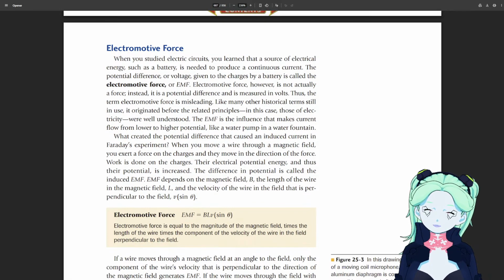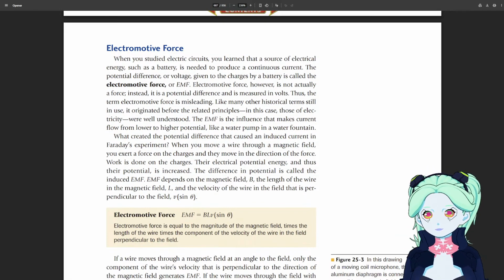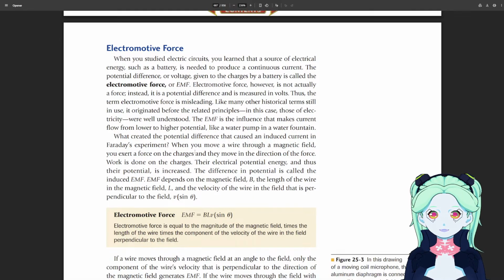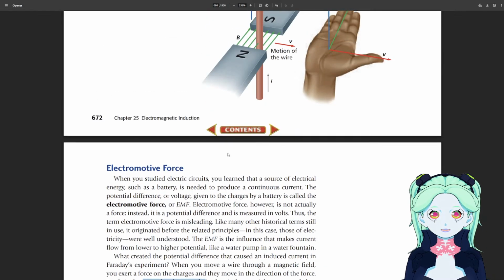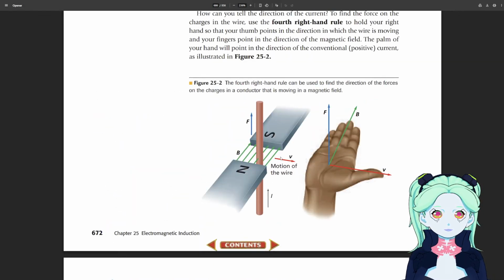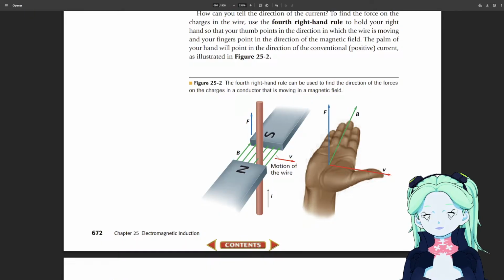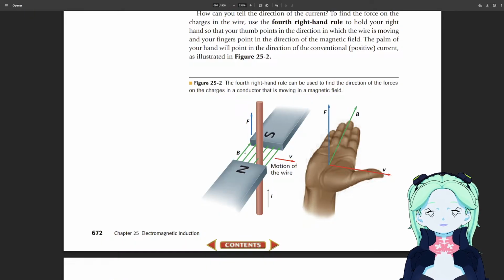When you move a wire through a magnetic field, you exert a force on the charges and they move in the direction of the force. Work is done on the charges. You move the wire this way. It pushes, there's a force, which means there's a current.